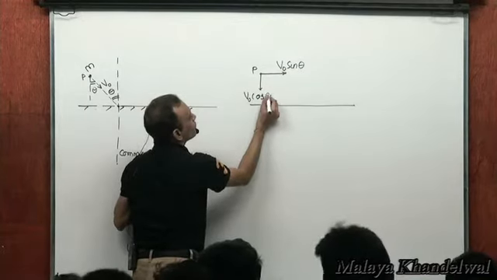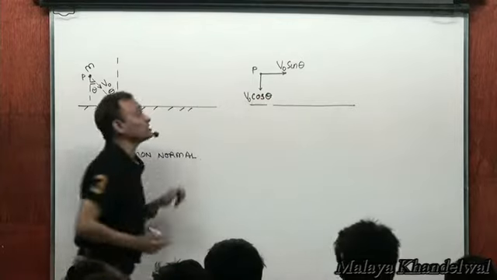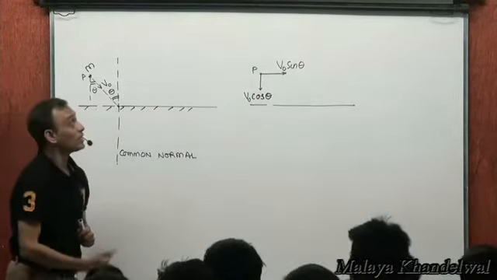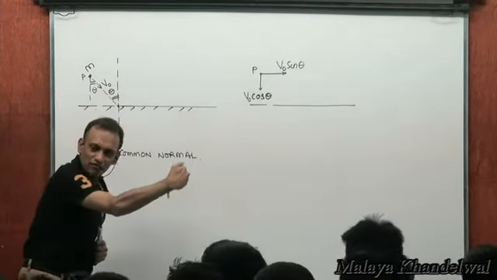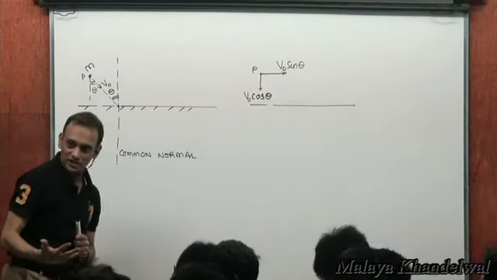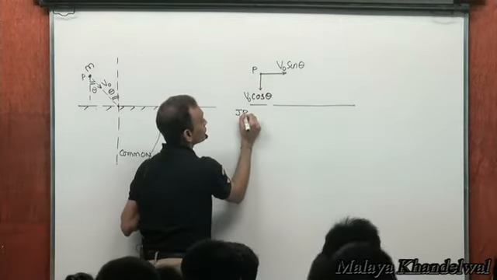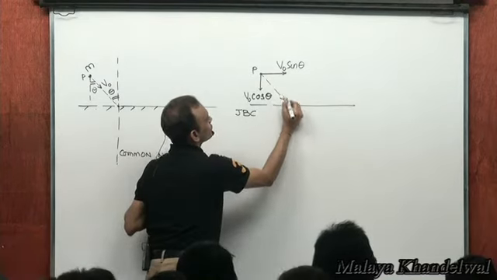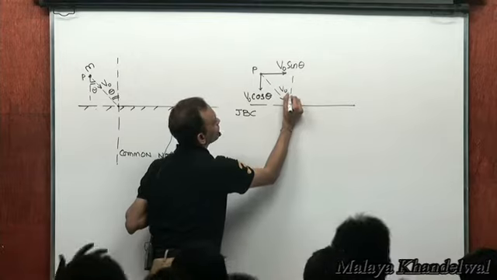Now, what is the velocity along the line of impact? What is the velocity that participates in collision? V naught cos theta. V naught sin theta belongs to friction, because that rubs against the floor. So that will change if there is friction. This is just before collision. The particle impacts with a velocity v naught at an angle theta with the vertical.